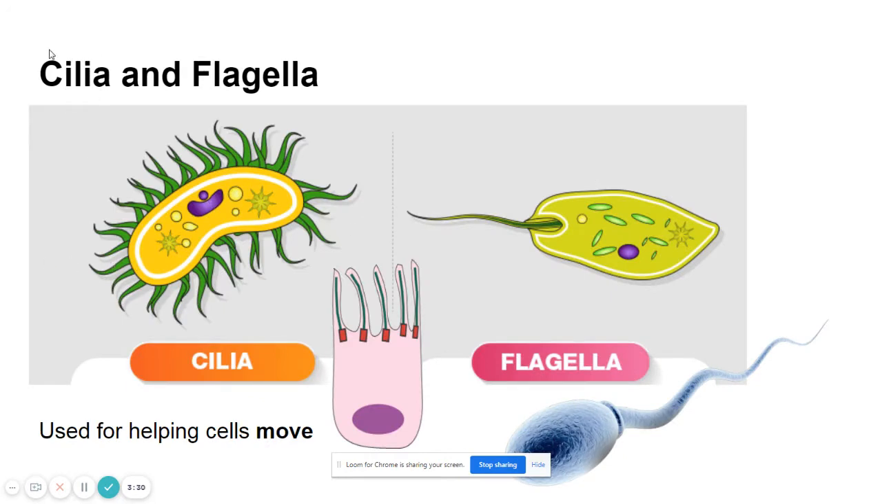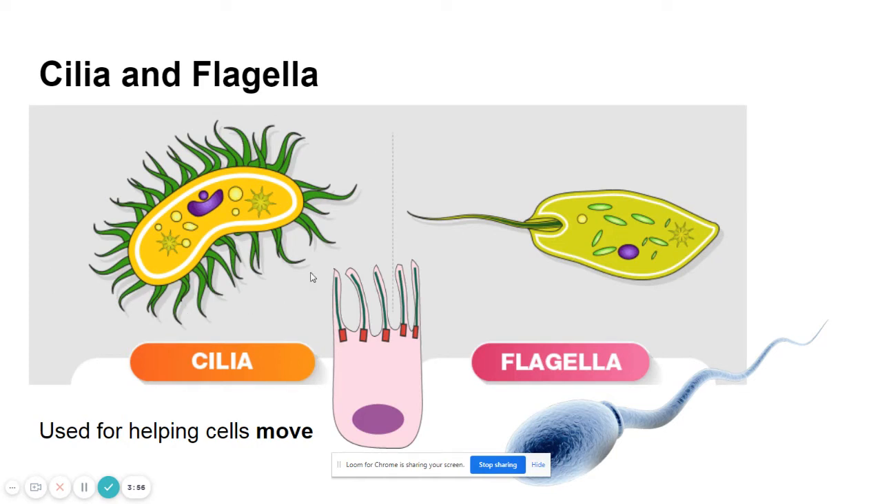The next group of specialized organelles are cilia and flagella. And you will not find these organelles everywhere. You will not find them in all cells. And that's why I say that they are specialized. Cilia look like hairs, so they're tiny hair-like structures that are found on certain types of cells, while flagella are these tail-like structures that are found in certain cells.